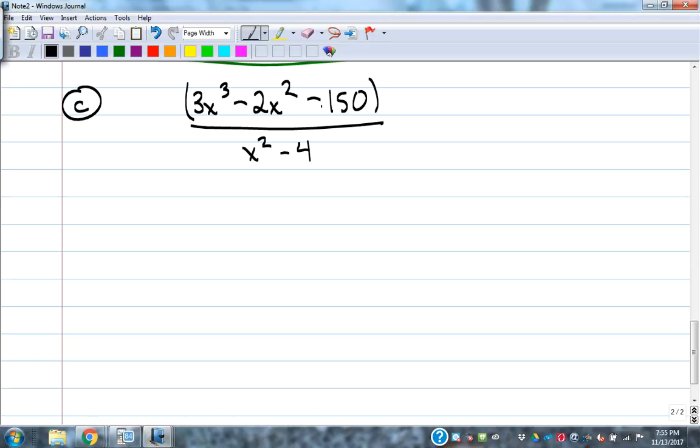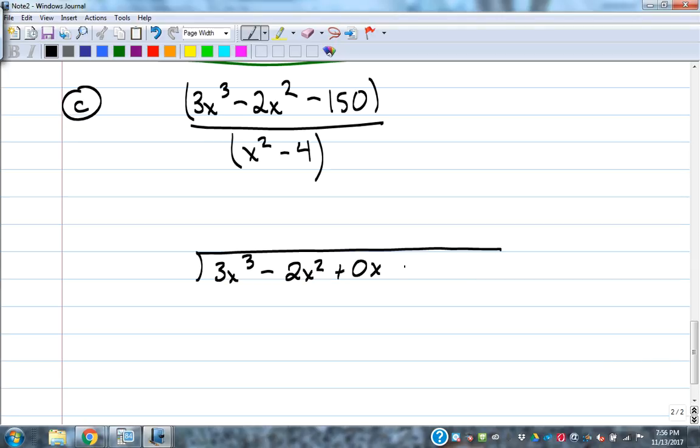So there's our original problem. Let's put it in the long division machine. It goes on the inside. Three x cubed minus 2x squared. And then we need a 0x because there's not a plain x. Remember, we got to have a representative starting with the highest power. We got a cubed. We got a squared. We don't have a plain x. So we're going to put plus 0x and then minus 150.